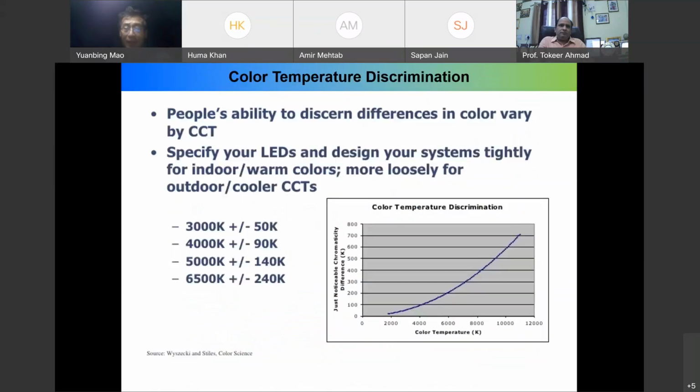Again, as I said, people's ability to discern differences in color varies by CCT. So in general, we should specify our LEDs and design our systems tightly for indoor and warm colors. But for outdoor and cooler CCTs, that can be looser, and we can design LEDs more loosely.